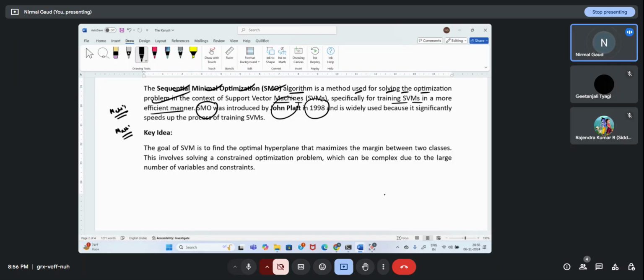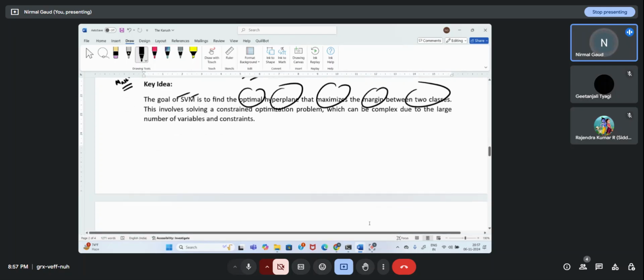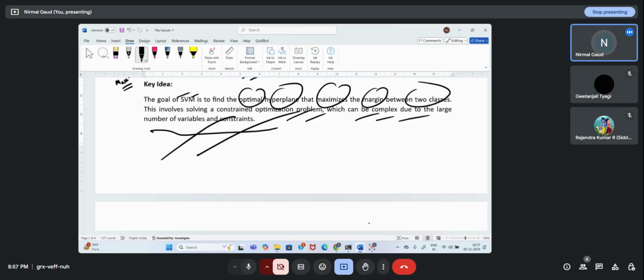So especially for SVM to work in an efficient way, the dual problem and SMO came. The goal of SVM is to find the optimal hyperplane that maximizes the margin and separates the two classes. How is this going to be done? This involves a constrained optimization problem, which can be complex due to the number of variables and constraints. You have many variables, you can have many constraints.